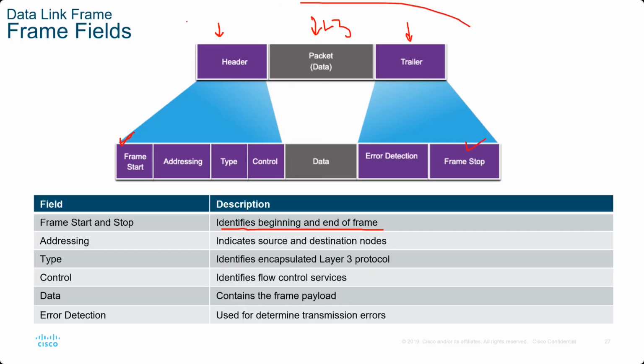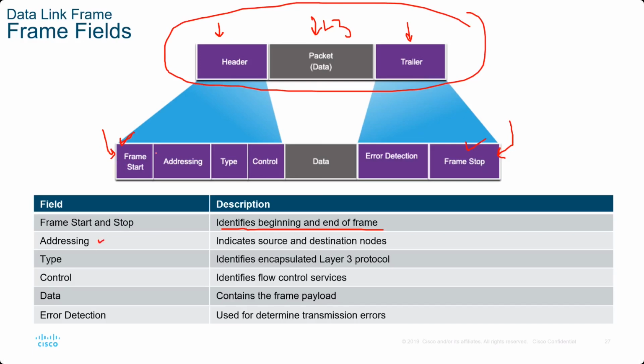Because this is the whole thing you would be sending to the other computers, it must have a specific pattern of bits in the frame start and a specific pattern at the frame stop at the end, so that the receiving computer can easily tell where the frame starts and where it ends. So it knows exactly, oh, this is the whole frame that I just received. So at layer 2, we add a frame start and a frame stop.